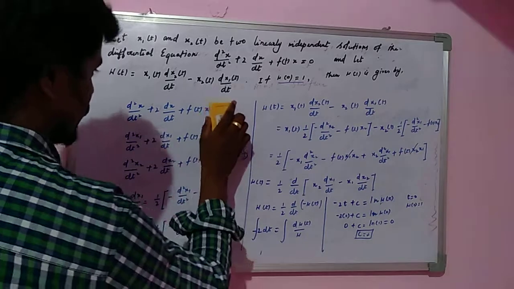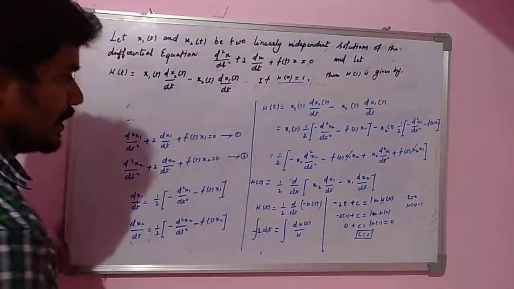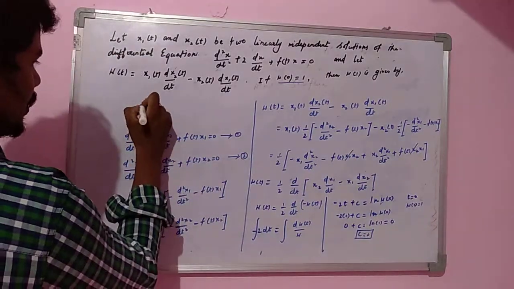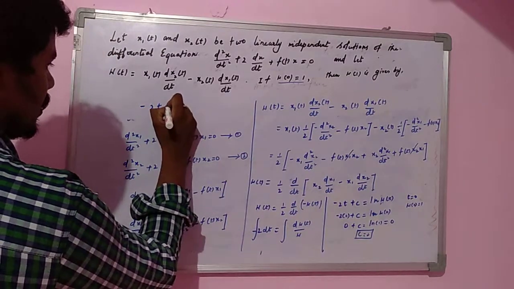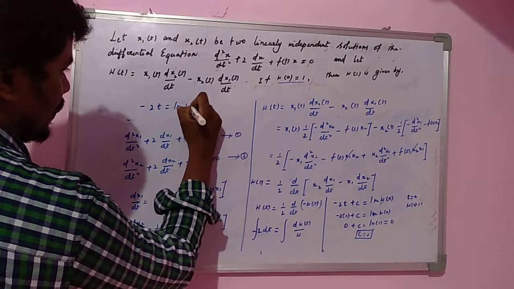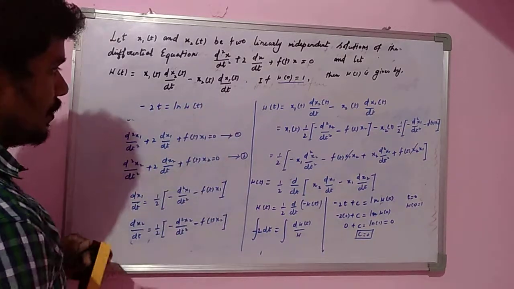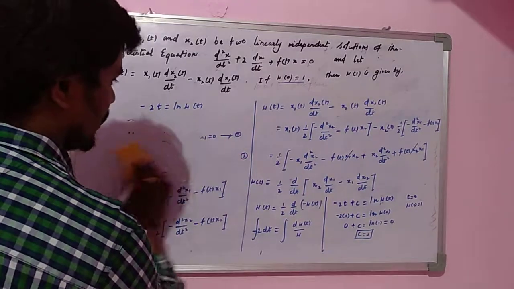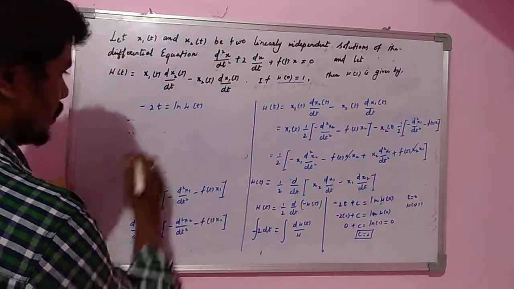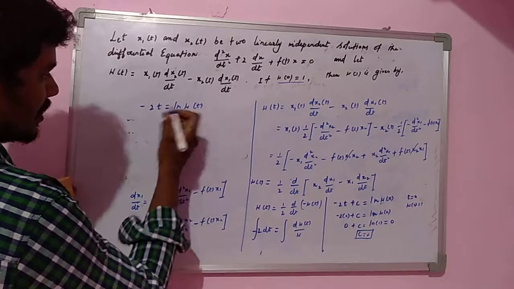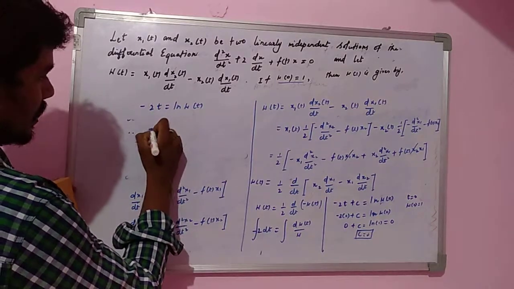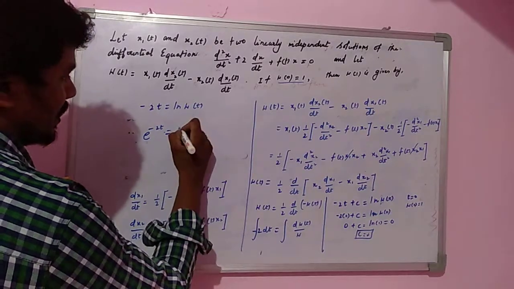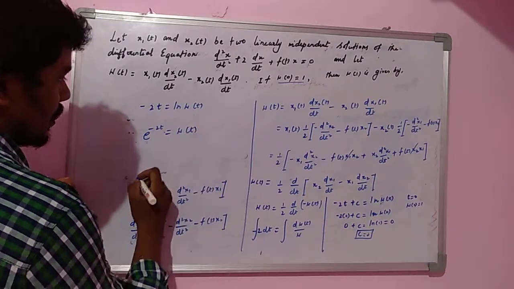Now let's erase this given equation. The solution: minus 2t equal to ln of w of t. We need to find w of t only, the solution. So erase these two terms. So take the natural log exponential on both sides, e power minus 2t equal to, e power ln will get cancelled, the w of t.